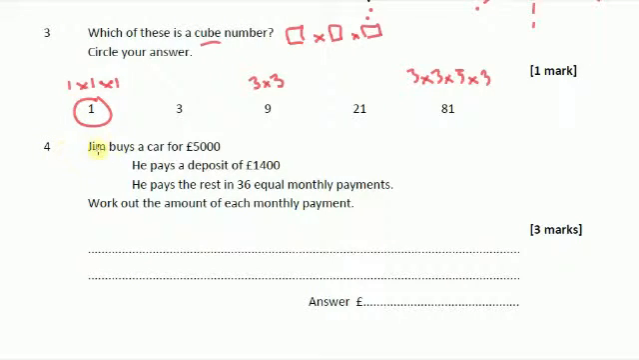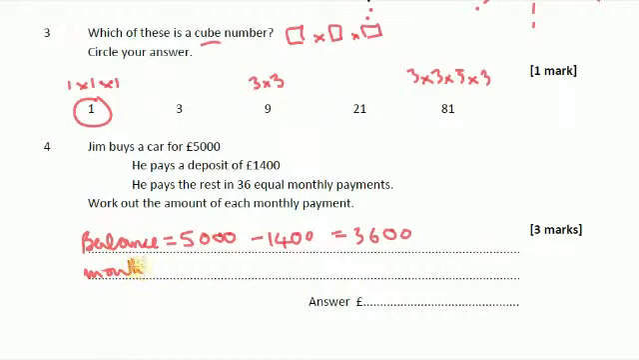Number 4, Jim buys a car for £5,000 and he pays a deposit of £1,400 and he pays the rest in 36 payments. Work out what each of these payments is. So after paying the deposit, the balance will be the original price of the car, 5,000, minus the deposit that he's paid, 1,400. So when you subtract that, you get £3,600 remaining to be paid.